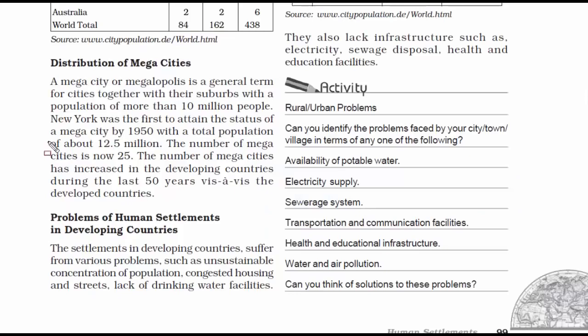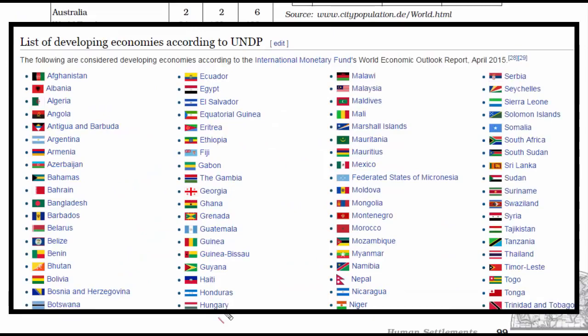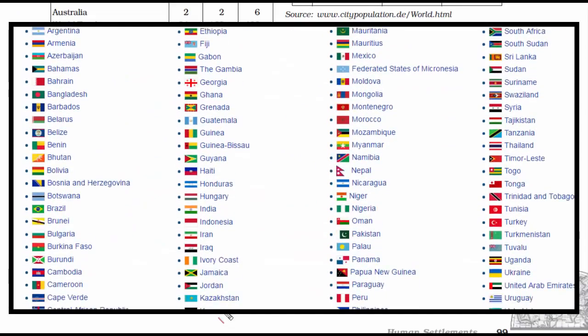Now we will go to the topic problems of human settlements in developing countries. Have a look at the list of developing countries as per the United Nations Development Program.